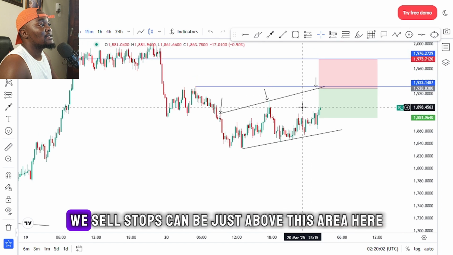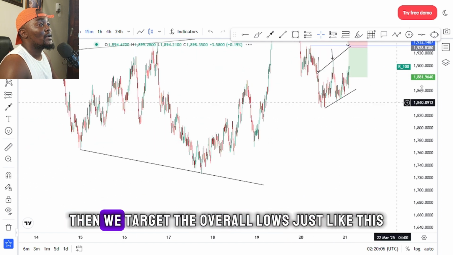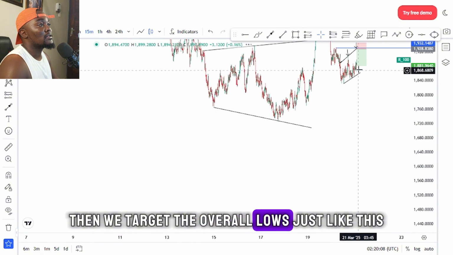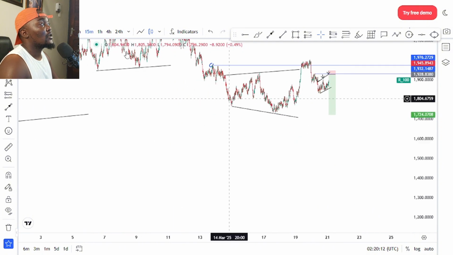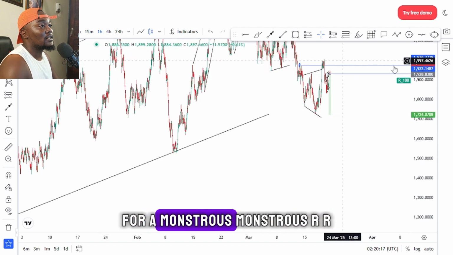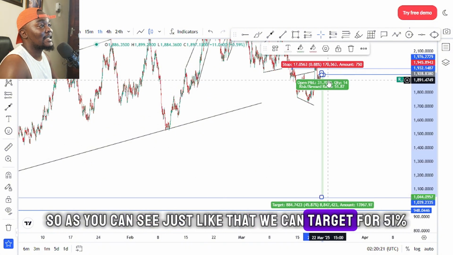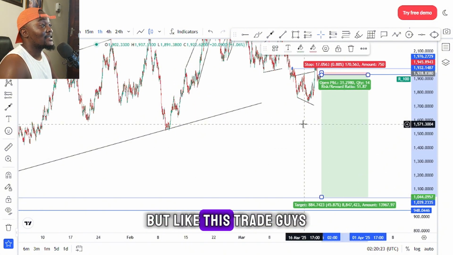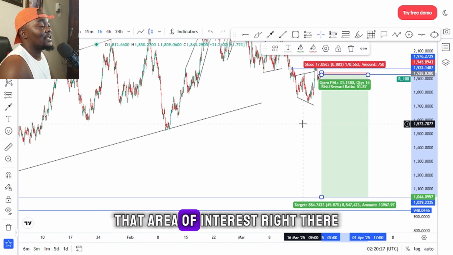So around here we sell, stops can be just above this area here, then we target the overall lows just like this. It's like this for around 12%, knowing that the overall target is on the 1 hour time frame, guys, for a monstrous RR. So as you can see, just like that, we can target for 51%. But this trade, guys, will take a long time to reach that area of interest right there.